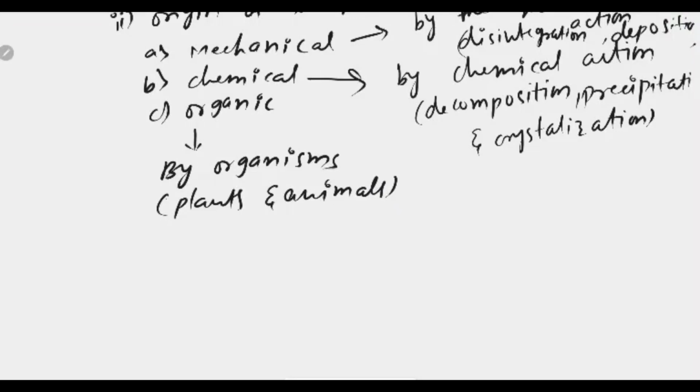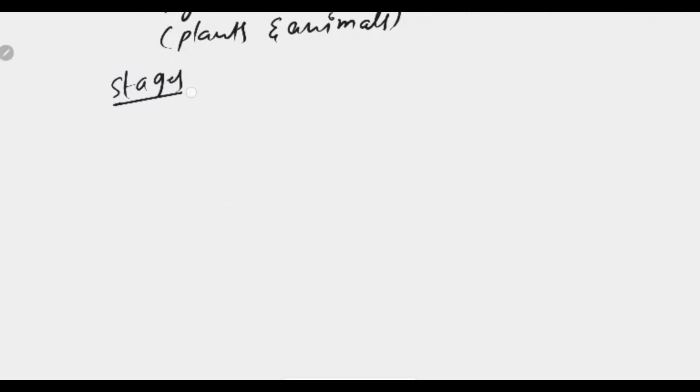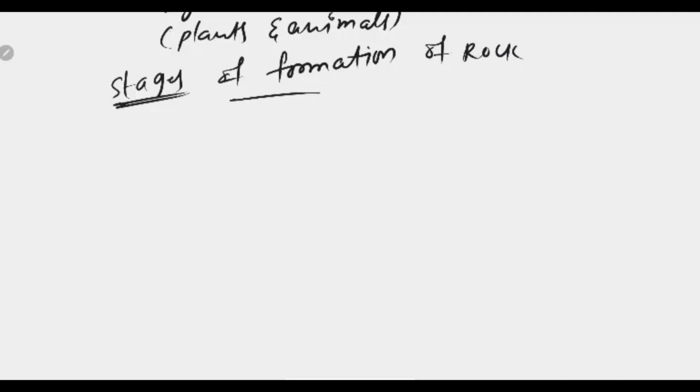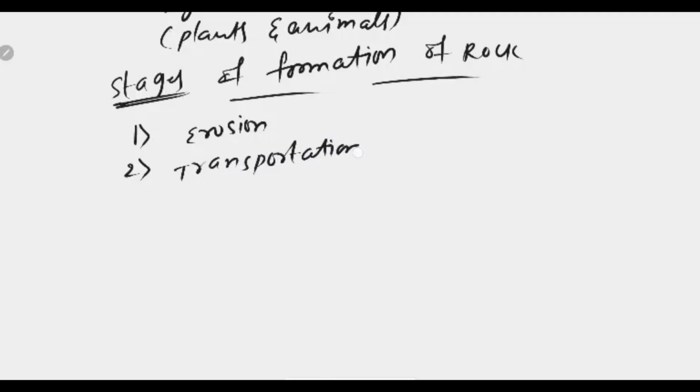The formation of the rock goes through four stages. First, erosion of the existing rocks, that means existing rocks, it may be igneous, sedimentary, or metamorphic. Then erosion and transportation of the eroded material. After that, deposition of the materials. And finally, transformation of deposited material into a thick and massive rock.